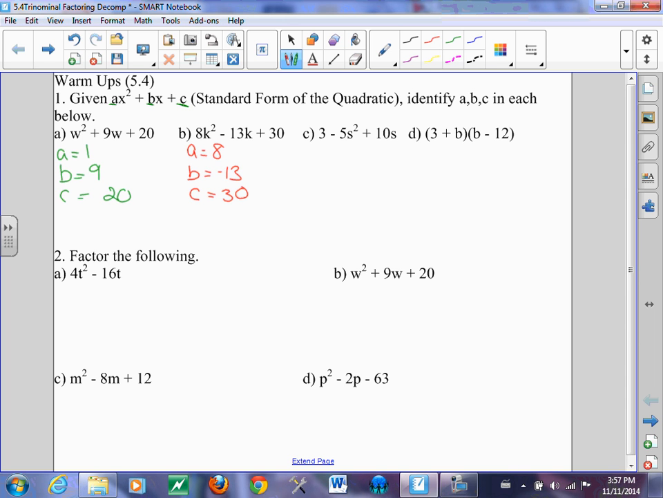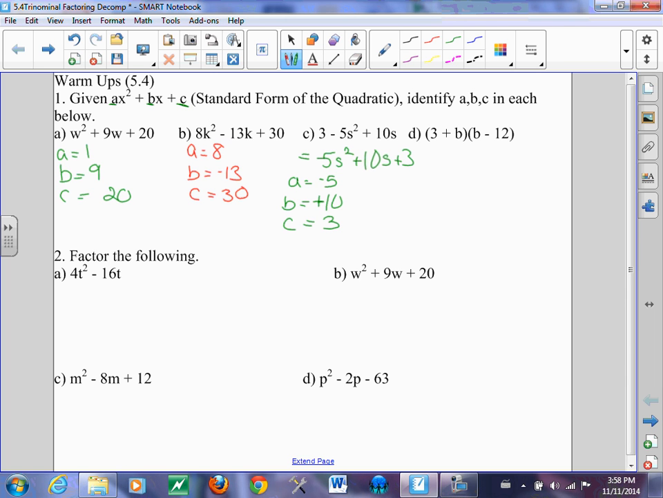All right. The third one, be careful with this one, folks. It is not in standard form order. So you've got to put the x squared first. So it's going to be negative 5x squared plus 10x plus 3. Now that we've got it in that order, we can say a equals negative 5, b equals positive 10, and c equals 3.